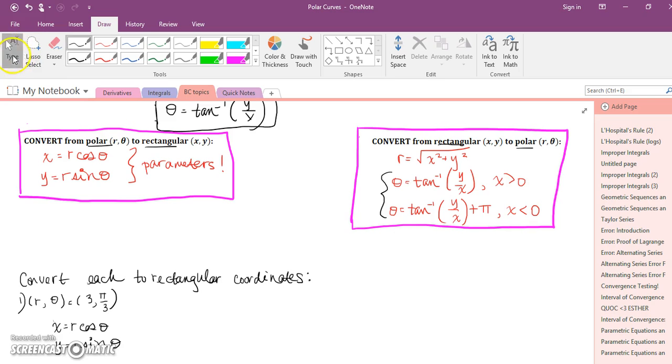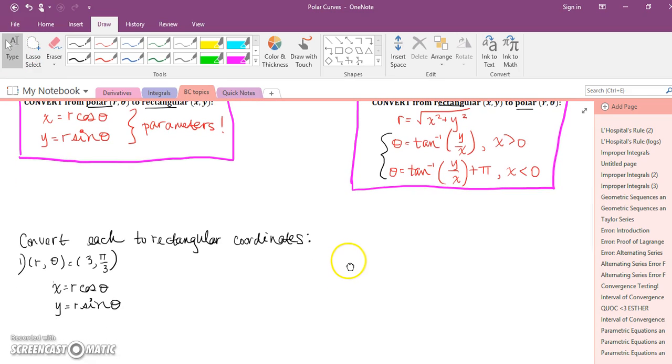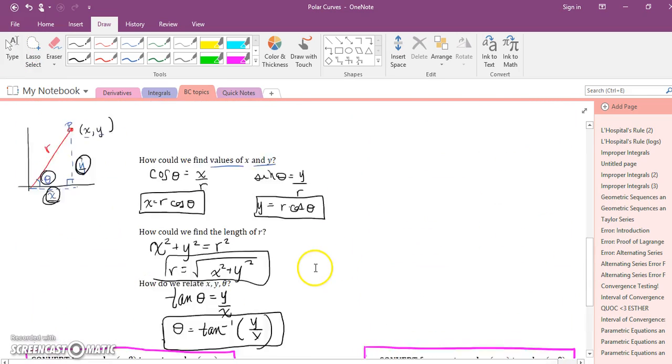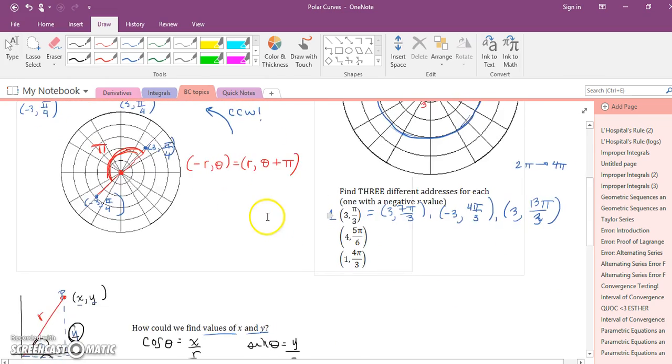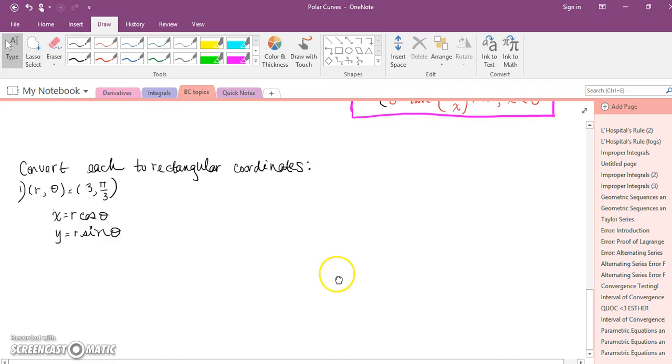Alright, so let's convert from polar to rectangular, and this is one of the first points that we plotted up here, 3, pi over 3. I'll have you do the other 2. So if I'm going to convert, then all you have to use is these 2 formulas here. And you just take your r and you multiply by the cosine of pi over 3. To get the y, you take your r, you multiply by the sine of pi over 3.